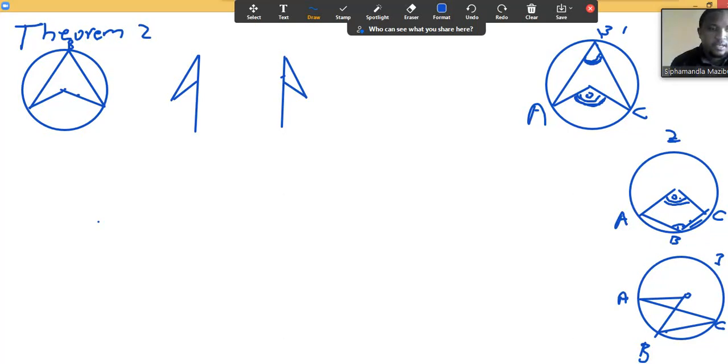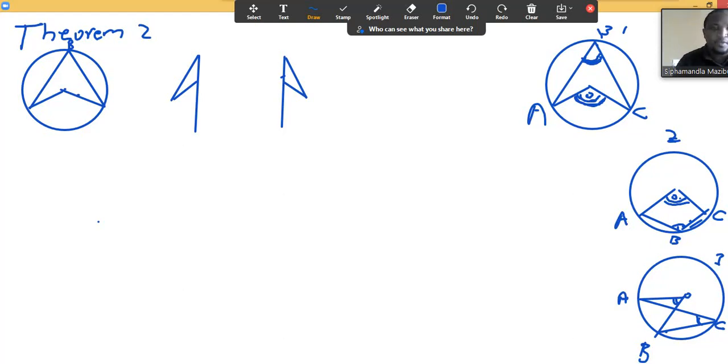Same thing applies here. This angle is twice C. So what will it be if we have 5 here? If this angle C is 5, then this angle here would be 10 because it's double that angle. So that is what the theorem basically says. So this angle O here is twice B here. So we need to prove that.